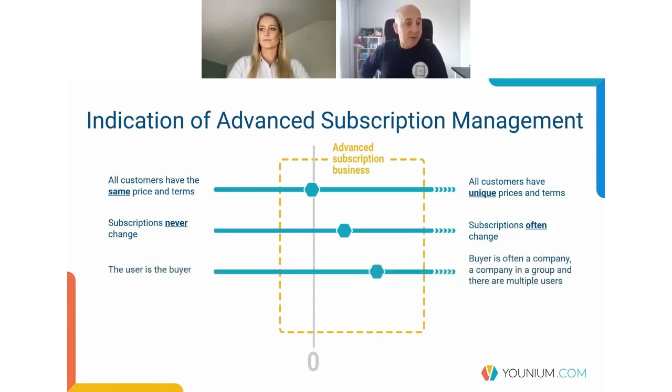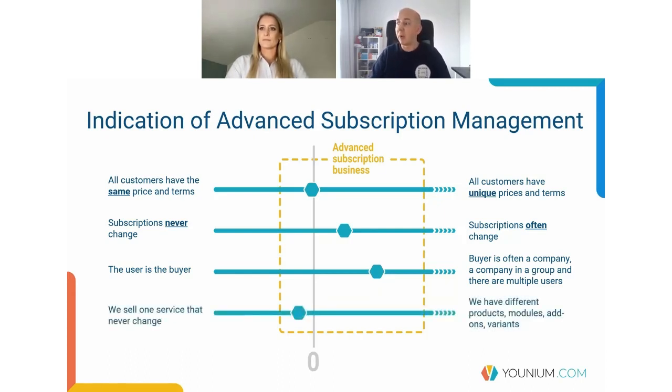The user is the buyer, which is typically seen in B2C, and the buyer is often a company or a group of companies with head offices, subsidiaries, where invoices need to go to A, whereas the contract goes to B, those kinds of things all the way on the right. And then last is, you sell a service that never changes, or you have different pricing modules, variants, add-ons, things like that. If you put those sliders after a chat, then you come into a certain area. And this yellow part is what we call running an advanced subscription business. So that's what is advanced B2B subscription management.